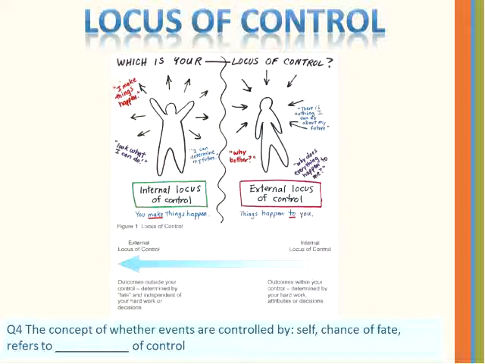Julian Rotter developed the concept of locus of control, which describes the degree to which people believe they can control their environments and their lives. People with internal locus of control believe that their own behavior determines the good and bad things that happen to them, whereas those with external locus of control believe that there are forces outside of themselves that determine what happens.